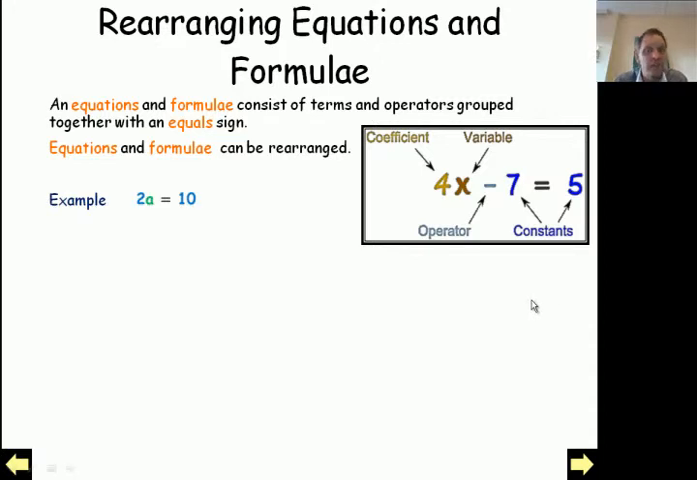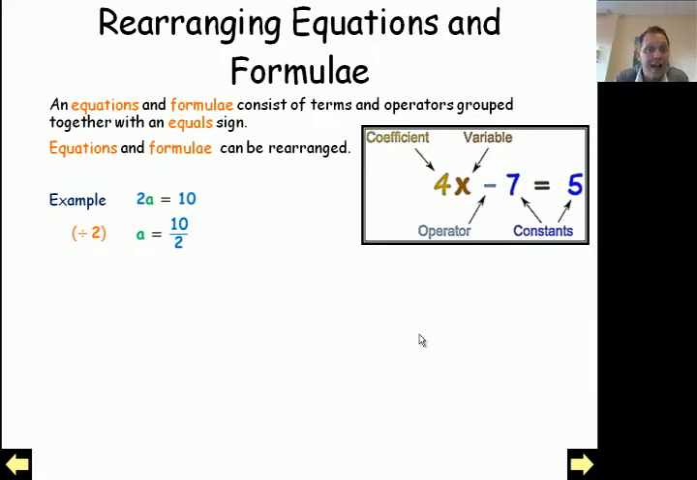So for my first example, I've got 2a equals 10. Now, in an ideal world, I want to find out the value of a. I want a all on itself on one side of the equal sign, whether that's on the left-hand side or on the right-hand side. I can do this by dividing both sides by 2. Whatever I'm going to do with one side of my equal sign, I'm going to do with the other, because one side is equal to the other.